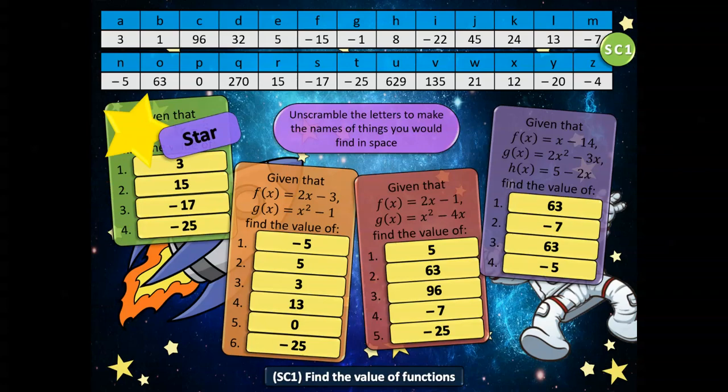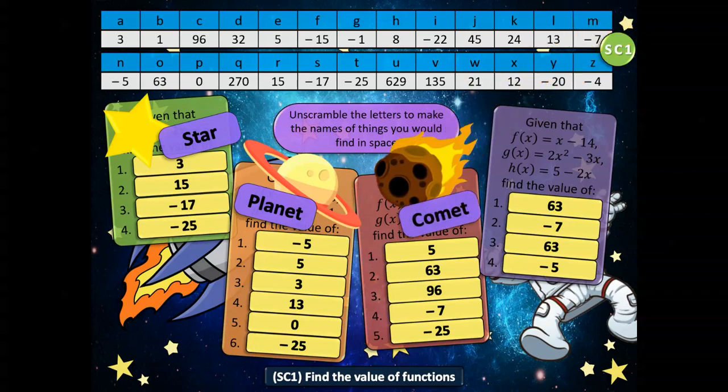The greens made star. The ambers made planet. The reds made comet. And the purples made moon.